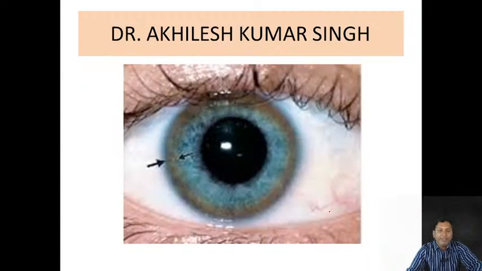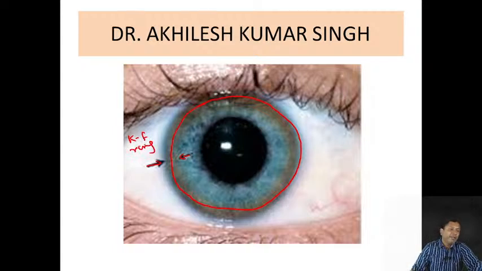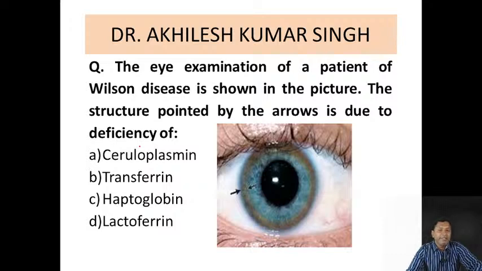Right. And look at the picture of the KF ring. You can see here the ring structure which is marked by the arrow. So this ring is called the Kayser-Fleischer ring, KF ring. This KF ring in Wilson disease has been asked many times in exams, not only in the MCI, it has been asked in PG level exams also. So let us look at another question on Wilson disease.